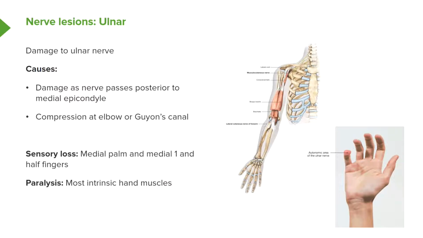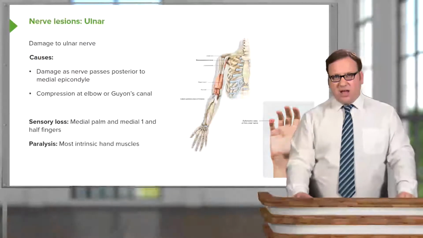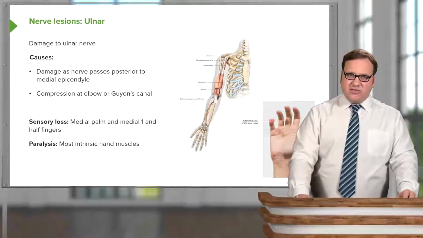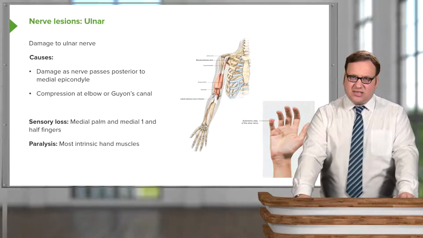But damage to the ulnar nerve, and this can be as it passes posterior to the medial epicondyle, a likely place, or compression at the elbow or Guyon's canal, can lead to damage. Sensory loss will be at the medial surface of the palm, the medial 1.5 fingers. Those fingers that were preserved when we had median nerve damage. So the median nerve did 3.5, the ulnar nerve is doing the remaining 1.5, for finger 5 and the medial surface of 4. So you'll lose sensation there.